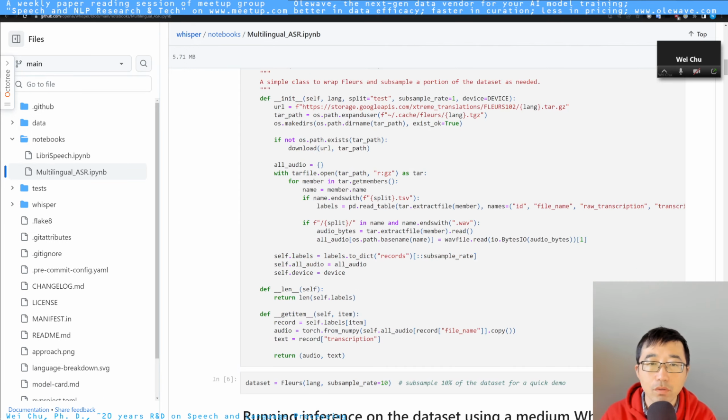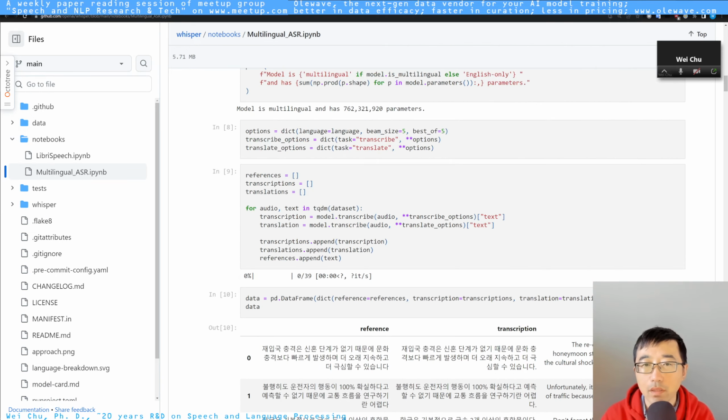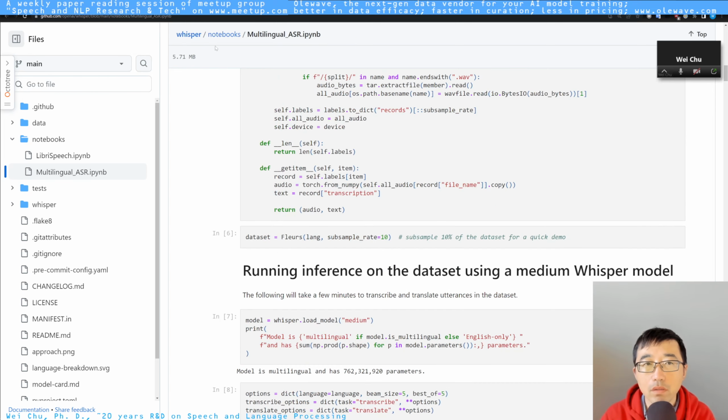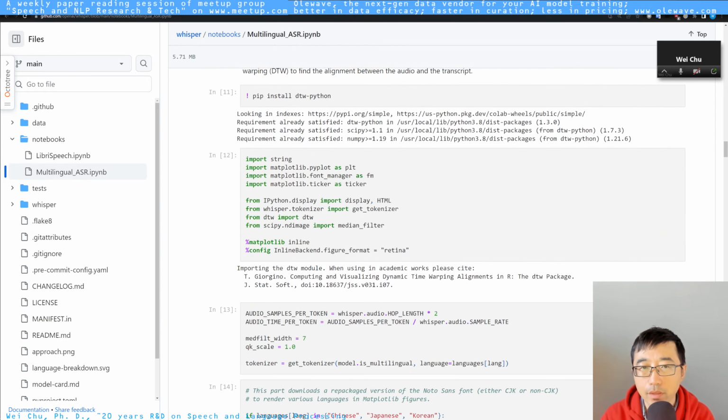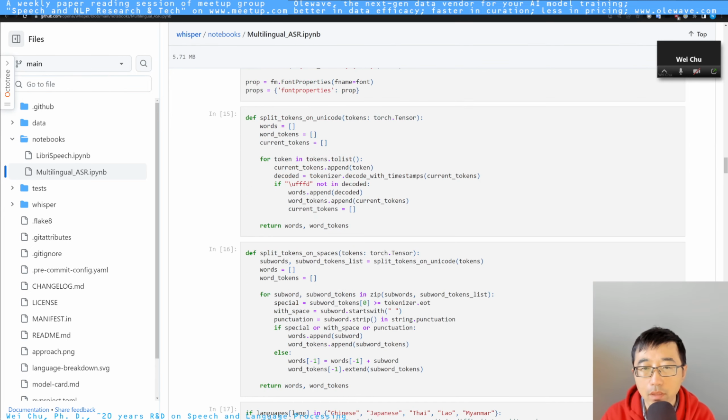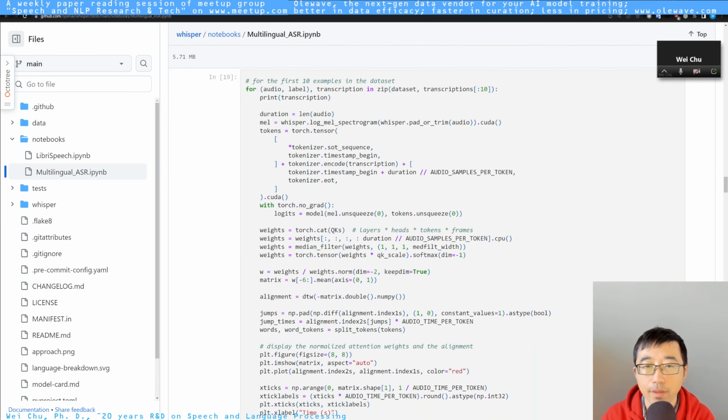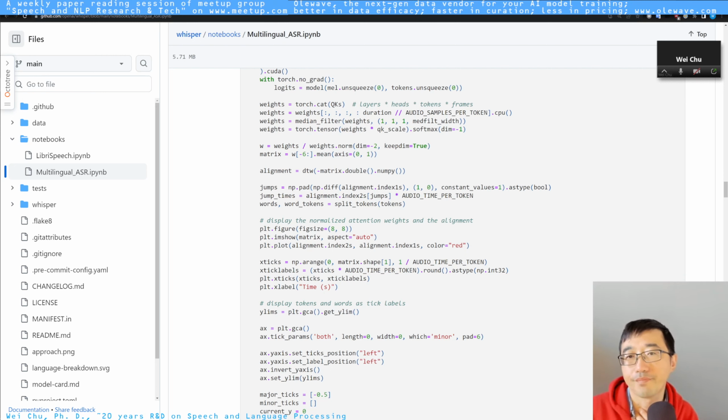Let me explain to you the attention weights. It's easy to understand. This is the Whisper's official repo. You go to Notebook and Multilingual ASR, IPYNB. This is the setting. Where's the key algorithm? Yeah, over here, right? Those are the weights from different layers, and then they run the median filter and run norm, and then they run the alignment, right?